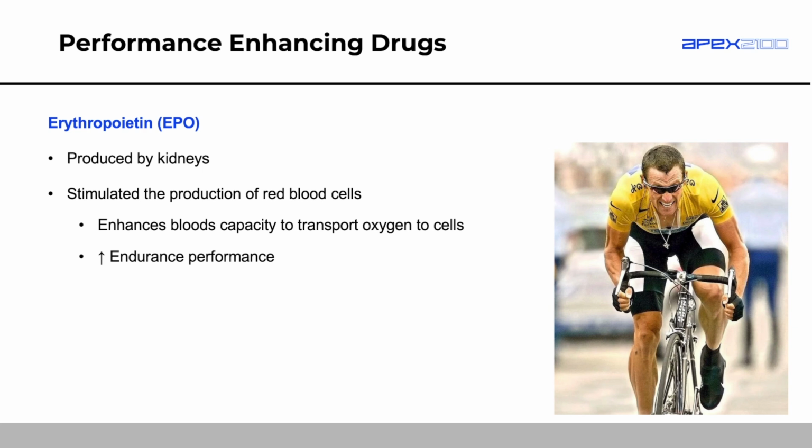They stimulate the production of red blood cells. So when EPO is released into the system, it tells the body to increase its amount of red blood cells. Therefore, the blood is able to transport more oxygen to the cells and increases endurance performance. If we have more red blood cells, we have more hemoglobin that can carry oxygen. Therefore, we've got more oxygen circulating in our blood and more oxygen that can go to the working muscle and be used as energy.